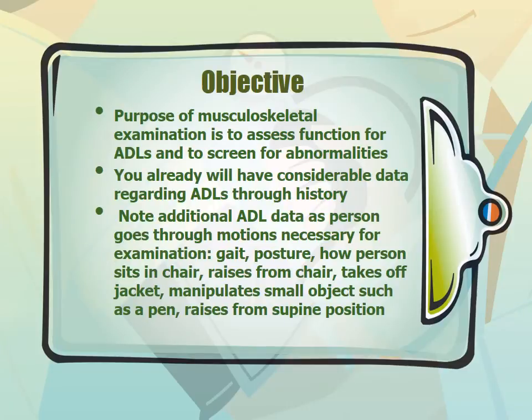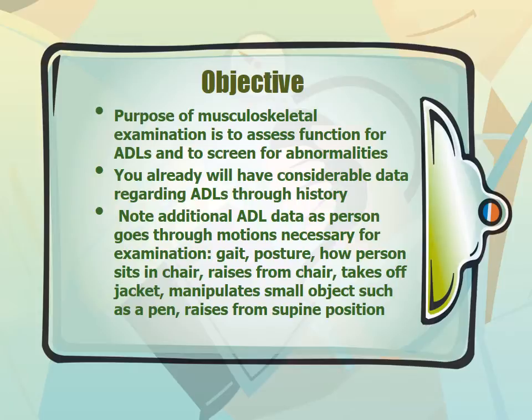All right, so the purpose of the musculoskeletal examination, as I've said 3 times now, is to assess function for ADLs and to screen for abnormalities. You already will have considerable data regarding your ADLs through the history that you get from them. You can note additional ADL data as the person goes through the motions necessary for examination. For example, when they walk into the room, their posture, how the person sits in the chair. Do they sit upright? Do they slump over? How they get up from the chair. Are they able to do it without assistance? Do they get up very slowly?